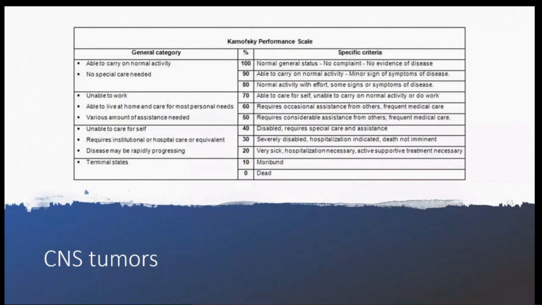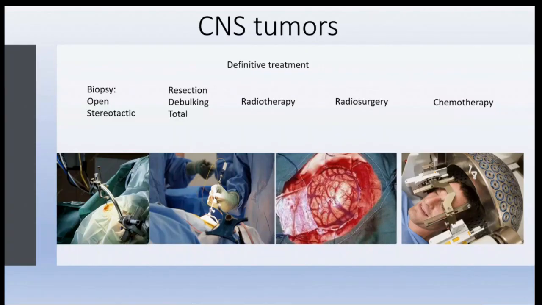So what is the Karnofsky score? This is the categories. It goes from 0 to 100, where 0 is dead, and 10 is moribund, where the patient is very sick and usually unawake. While between 80 and 100, the patient is able to carry out normal activity with no special care needed, and it goes gradually from 70 down to 20. The better the Karnofsky score before the surgery, the better the outcome.